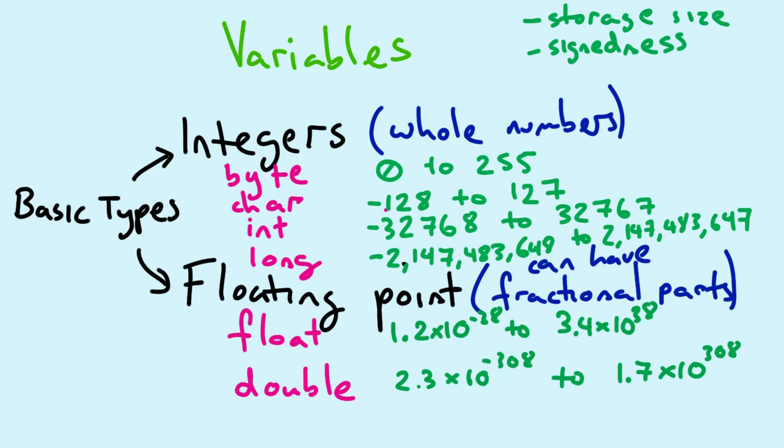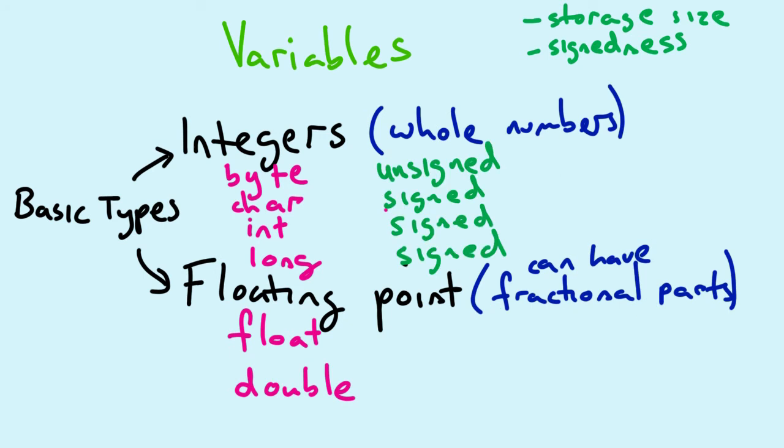And this is because they have different signedness. Byte is unsigned, where char is signed. Okay? And unsigned means only positive numbers can be stored, whereas signed means both negative and positive can be stored. And floating point numbers are always signed. But what you can do with integers is you can make them unsigned by adding the keyword unsigned in front of them. So for example, unsigned int and unsigned long. Let's continue.